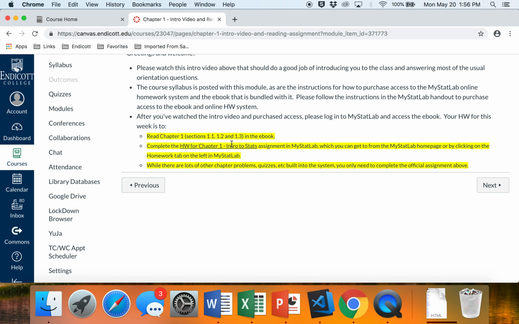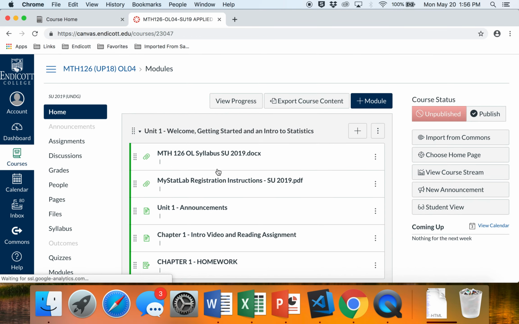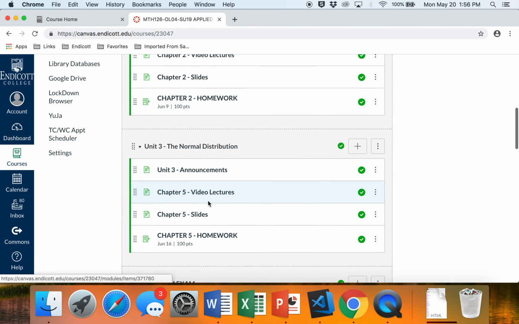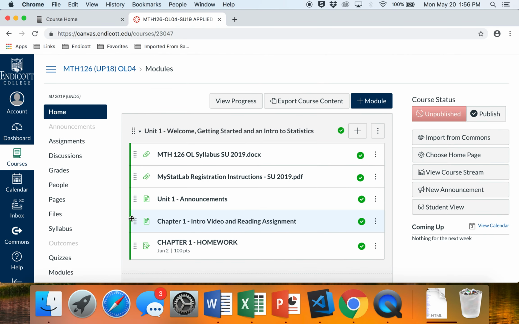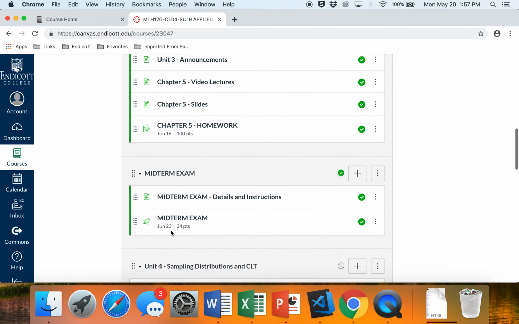But for every other week, instead of spending a lot of time in MyStatLab, you're going to be coming here to Canvas, where you're going to watch the lecture videos, and then go over and complete the homework over in MyStatLab. All right, so I think that's pretty much it that I need to show you.